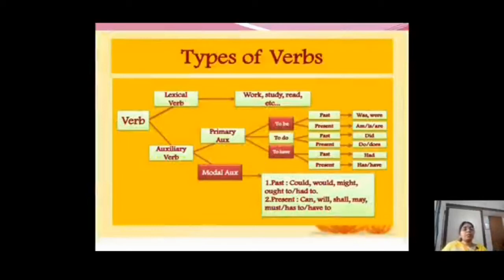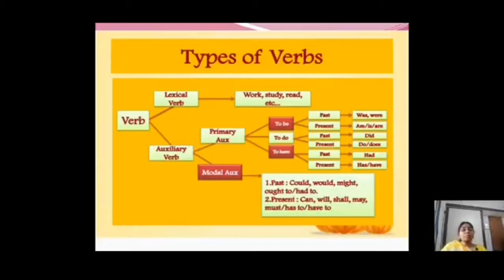Diagram representing types of verb. So, we will say main verb and auxiliary verb. Verb is divided into two, main verb and auxiliary verb. Main verb is otherwise called lexical verb. So, lexical verb, you know, all sorts of actions: work, study, read, see, smile, listen, everything comes under lexical verb or main verb.